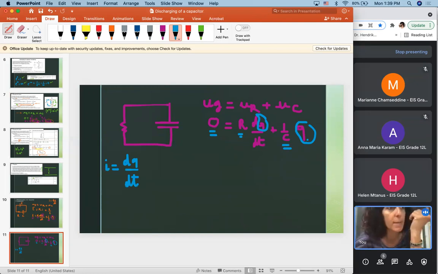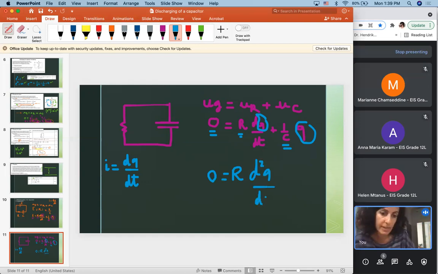I step up the derivative a bit higher. The derivative of 0 stays 0. The R is a constant, so it stays. Here I get a double derivative, meaning it's gonna be d squared Q over dt squared. I took the derivative once more. Plus 1 over C, instead of Q I'm gonna do dQ over dt, meaning I took the derivative with respect to time. So the derivative with respect to time goes up again.